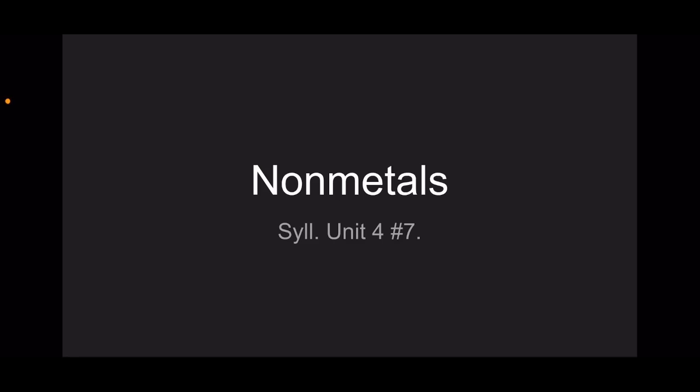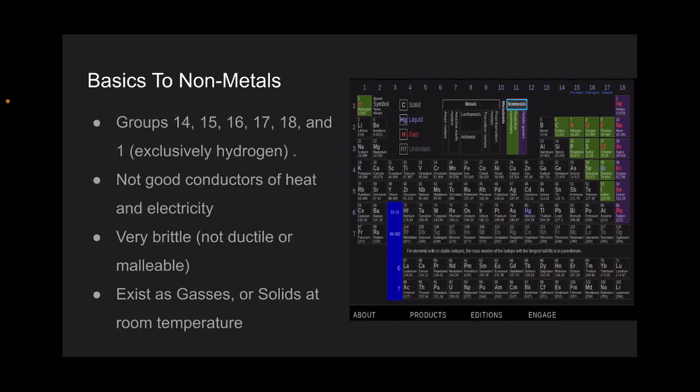Today I will be presenting nonmetals, and this is syllabus unit 4, number 7. So some basics to nonmetals. They are groups 14, 15, 16, 17, and 18. It's the top right corner of the periodic table, but then also exclusively hydrogen in group 1, which is shown all the way on the top left side of the periodic table.